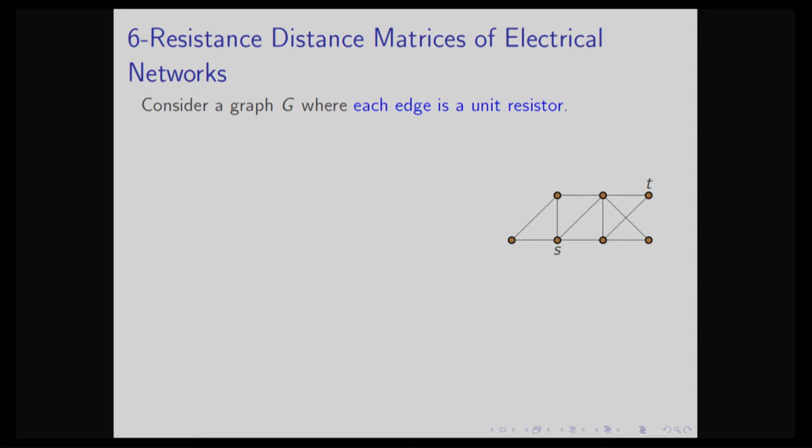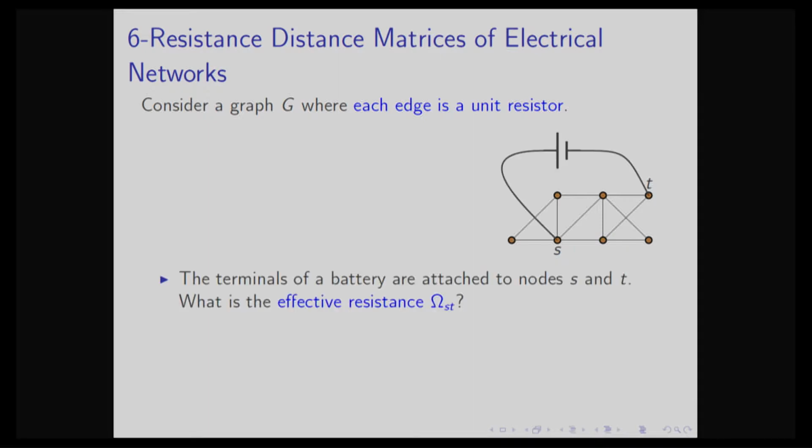So this is physics, physics 101. Okay, so think of each edge as a resistance of 1 ohm, 1 unit. And then we pick 2 nodes, and then we attach the terminals of a battery. And then we ask, what's the effective resistance between S and T? Okay, so if we do that for every S and T, we create a matrix of effective resistances.